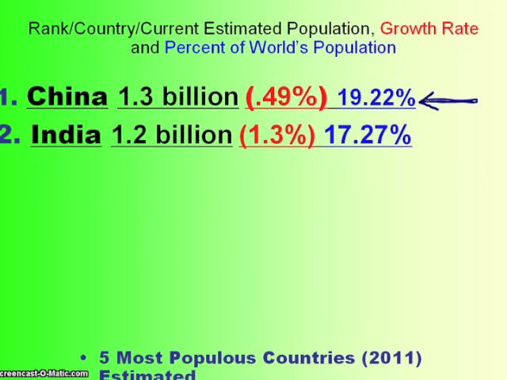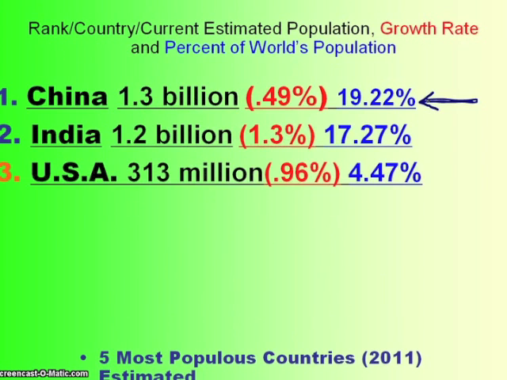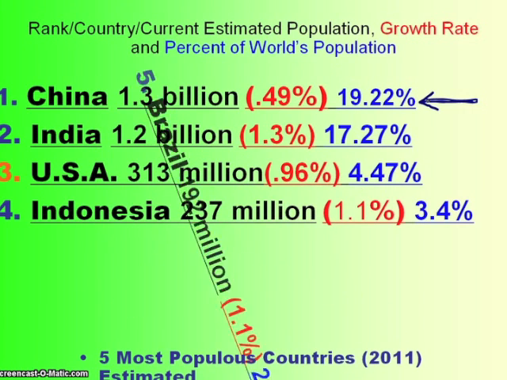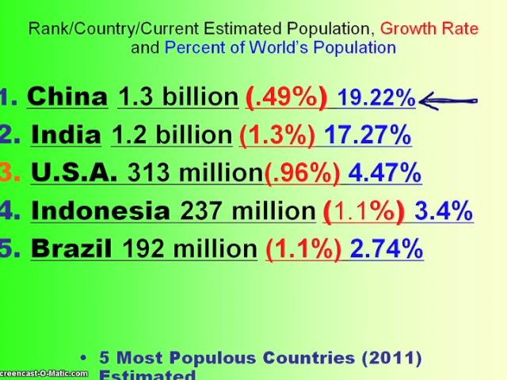Then we have India, followed by the United States, Indonesia, and Brazil. So here's one interesting thing you can take a look at. Look at these facts. China's population, they're doing a tremendous amount of work on trying to limit their population growth, because they understand if they have too many people, it's too many people that they have to find jobs for, too many people that they have to feed.